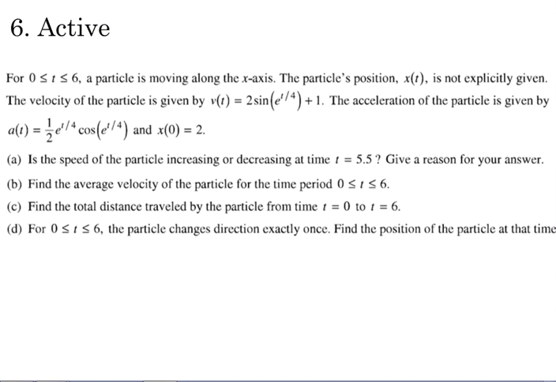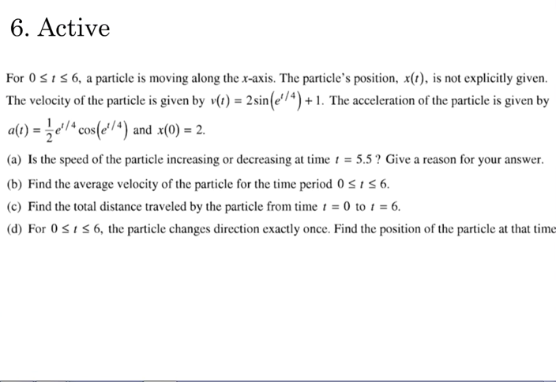Part B, find the average velocity. We just did that in number 5. You're going to do 1 over 6 minus 0 times the integral from 0 to 6 of velocity. Let your calculator do the work. Part C, find the total distance traveled. That's the integral of the absolute value of velocity. Let your calculator do the work. Just make sure that you set it up on your paper.